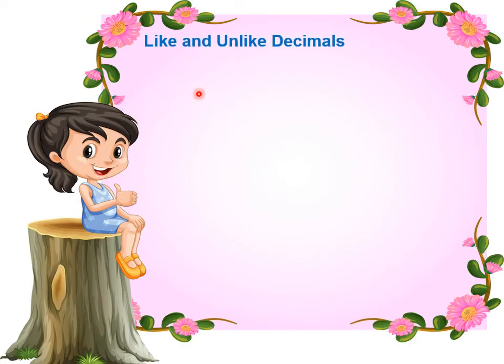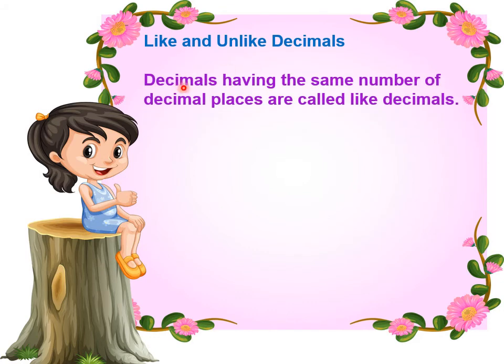Now our next topic is like and unlike decimals. Now what are like decimals? Decimals having the same number of decimal places are called like decimals. For example, 0.25, 0.81, 0.21. Here after the decimal point there are the same decimal places. After the decimal point, in the first decimal fraction 2 digits are there, in the second 2 digits, and in the third 2 digits. So they are known as like decimals.